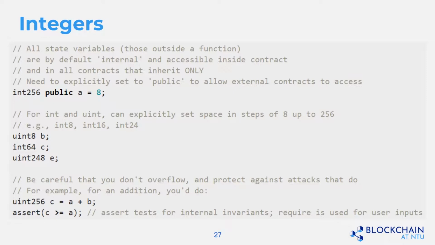For unsigned integers, you can also set them in steps of 8: UINT8, UINT64, UINT248. For example, UINT8 will be a smaller range of numbers that you can represent. It's 2 to the power of 8, which is 256, so UINT8 will represent all numbers from 0 to 255. And UINT64 will give you a much wider range of numbers.